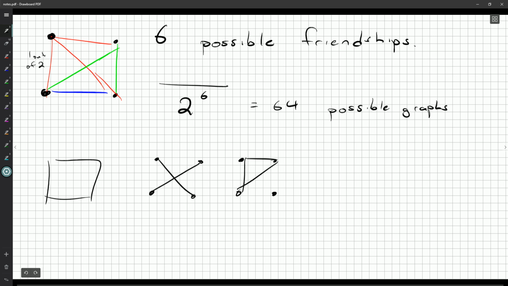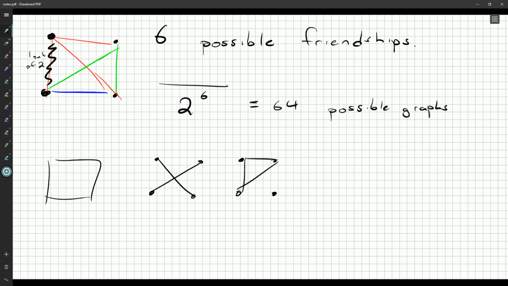Because each one could be either a friendship or maybe there isn't a friendship between two people. Because it's a 50% chance, we don't have to worry about weighting anything or any other weird probability tricks. It is just a grade 9 paper after all. They're not really going out of their way to confuse you. But there are 64 possible graphs we could have.